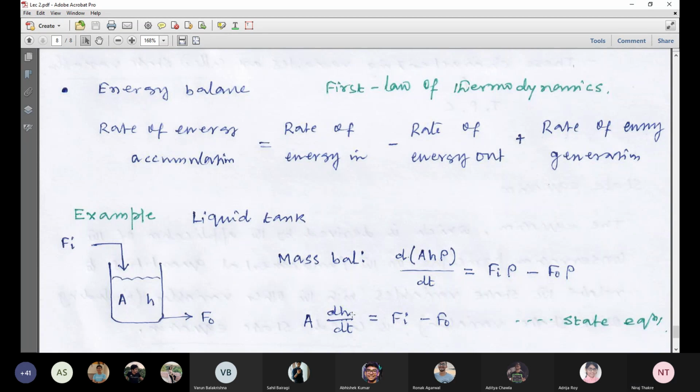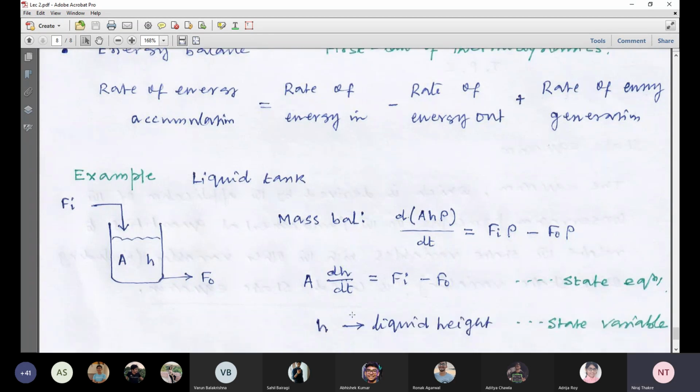Fine. And this equation we obtained by the application of conservation of mass. Therefore, this is state equation. This modeling equation A dH dt equal to Fi minus Fo we obtained by the application of conservation of mass. Therefore, this is state equation.